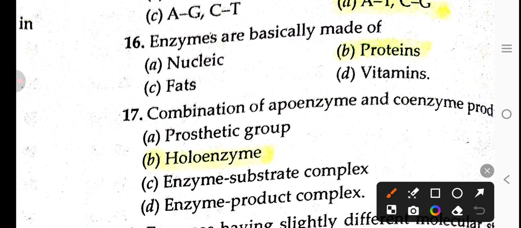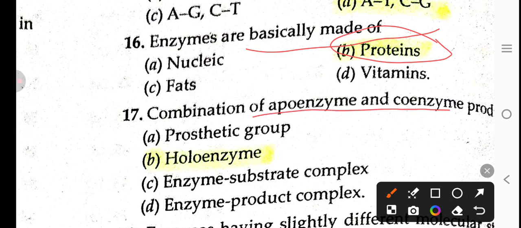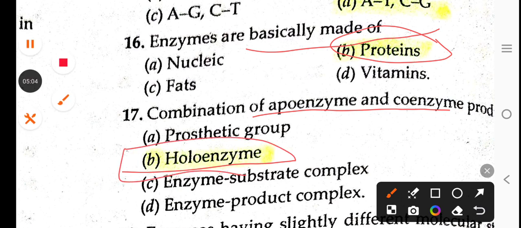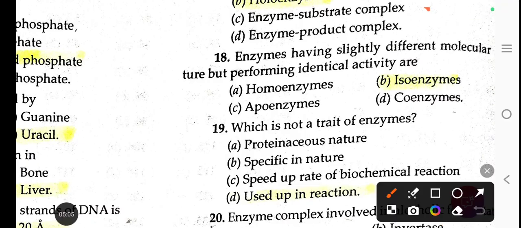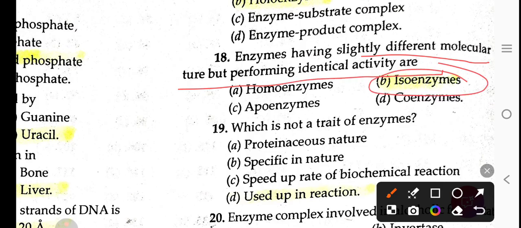Next one, enzymes are basically made up of. So we know that enzymes are made up of proteins. The combination of apoenzyme and coenzyme produces holoenzyme. Option number B is the right answer. Next is: enzymes having slightly different molecular structure but performing identical activity are known as isoenzymes, where iso means same activity.